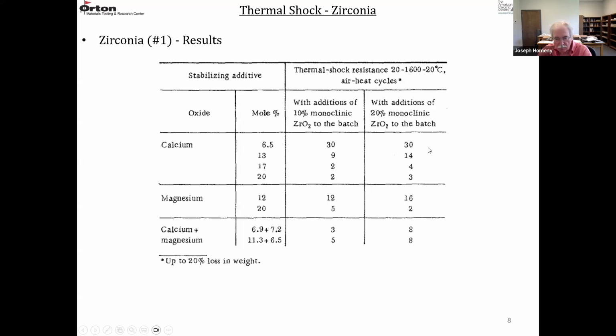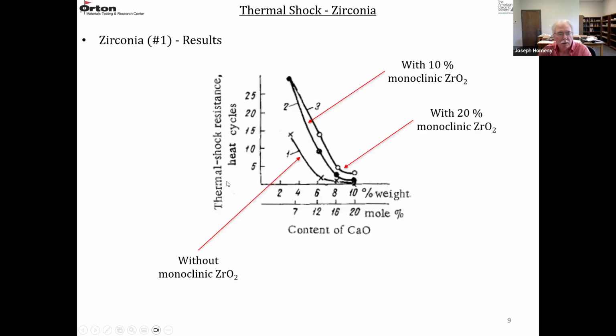So the number of cycles to a 20 weight percent loss is pretty much a function of the monoclinic content. So if they plotted thermal shock resistance, heat cycles from 0, and this goes up to 30, and weight percent or mole percent lime.